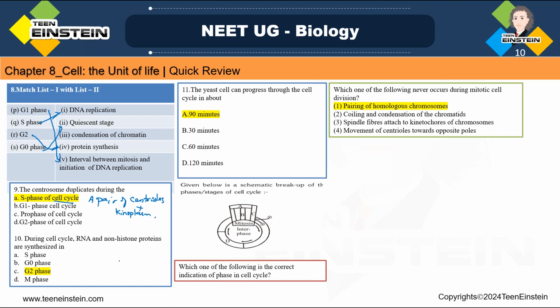Moving to the next question: during the cell cycle, RNA and non-histone proteins are synthesized in which phase? See, in the G2 phase, the second growth phase or pre-mitotic gap phase, the synthesis of DNA is stopped. Synthesis is in S stage, so that stops and then it moves to the G2 phase. This phase involves the synthesis of three types of molecules: RNA, non-histone proteins, and ATP. All these are required for cell division. It's very important, right?